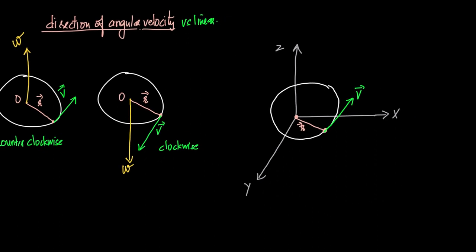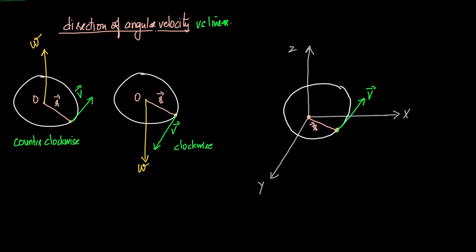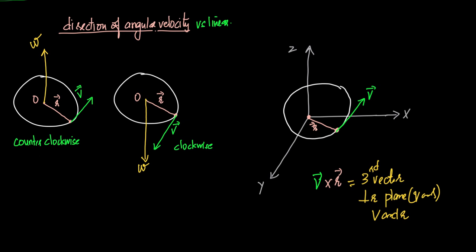In which case, see what is the physical meaning of v cross r? V cross r basically implies a new vector. It's actually a third vector which is perpendicular to the plane containing v and r, such that it is perpendicular to both v and r, which means we need a new vector here like this, which is perpendicular to the plane containing them.